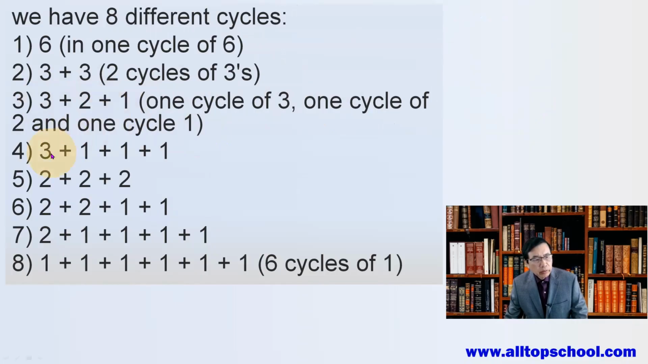The next one is going to be 3, 1, 1, 1: one cycle of 3 and 3 cycles of 1. With cycle 3, we have these 3 cases. Then for cycle 2, we have 3 cycles of 2; 2 cycles of 2 and 2 cycles of 1; 1 cycle of 2 and 4 cycles of 1; and then 6 cycles of 1. So we get only 8 possible cases for the different cycle types.